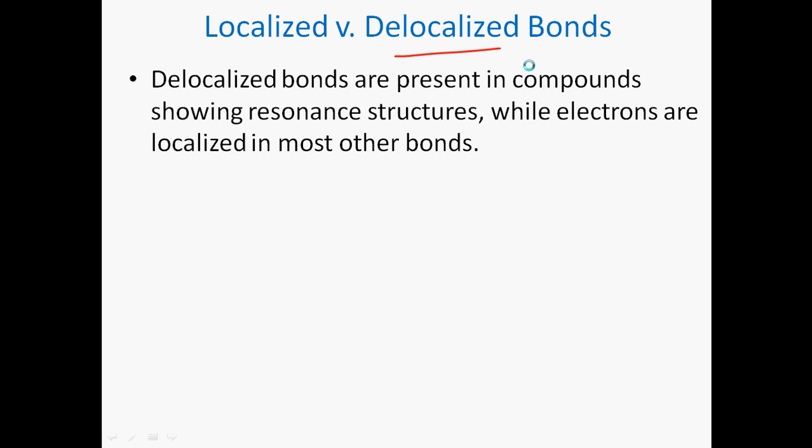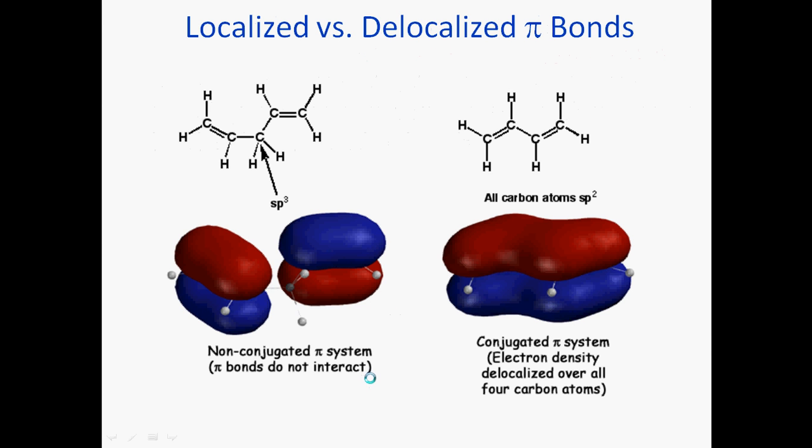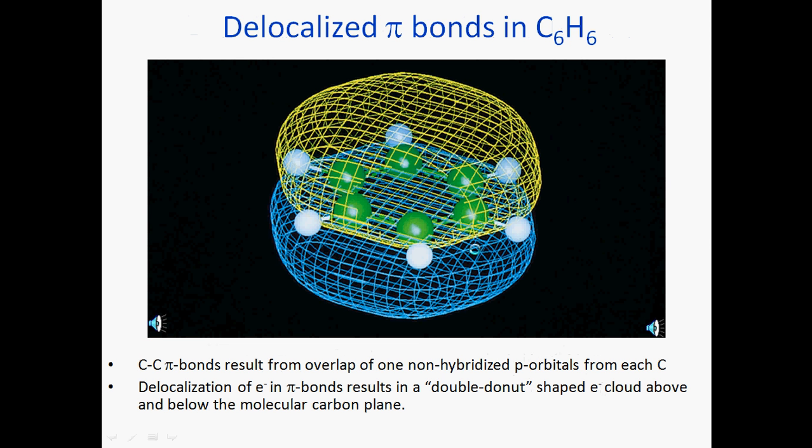A delocalized bond is more stable than a localized bond because electron density is spread over a larger area, reducing electron-electron repulsion. The best way to figure out a delocalized bond is to look for resonance. If resonance is present, it's a delocalized bond. So you can see that this is not a delocalized bond because there's no resonance here, but this one is a delocalized bond. The best example is benzene.